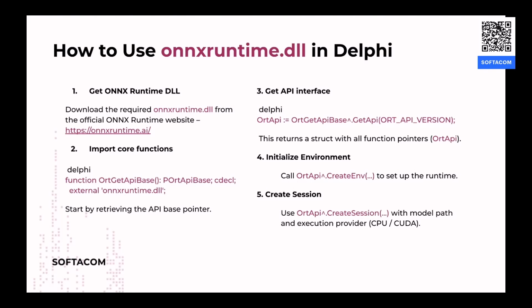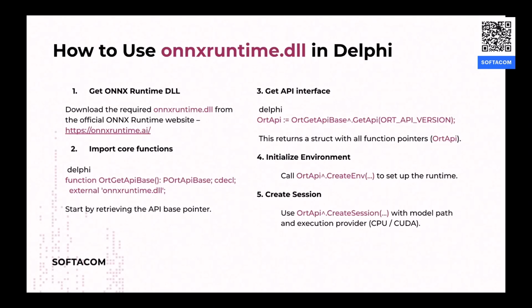Once you have that, you call it to get the API interface, which is a struct with pointers to all the functions you'll use. It's like your toolbox for running ONNX models. Then you set up the runtime environment by calling CreateEnv. This basically prepares everything so ONNX can work inside your app. After that, you create a session by calling CreateSession, where you tell it which ONNX model to use. Before you can run the model, you need to get your input data ready, usually an image, and convert it into a tensor. You do that with CreateTensorWithDataAsOrtValue.